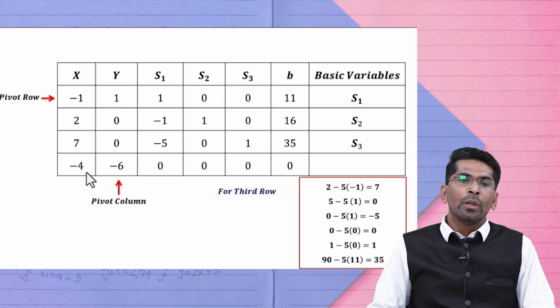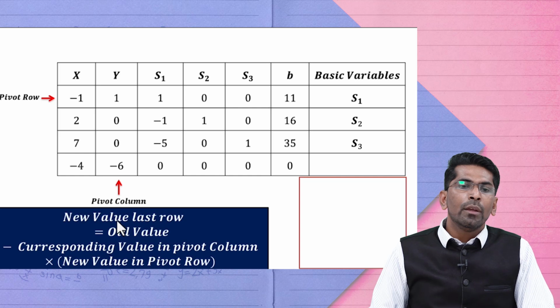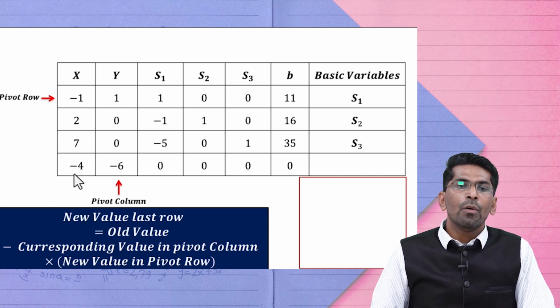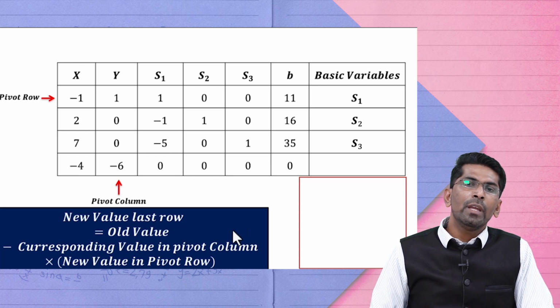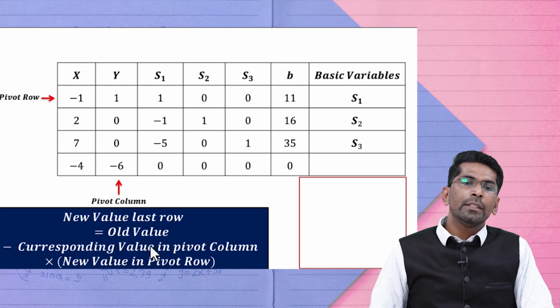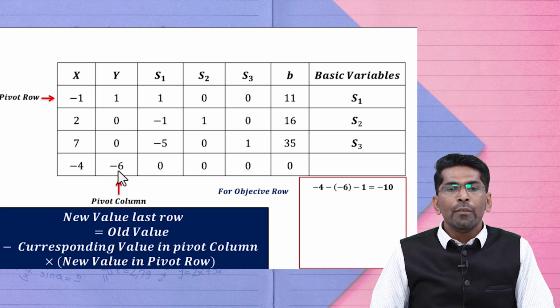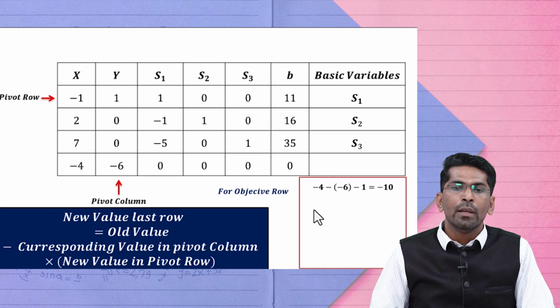Now the last row, that is the row related to the objective coefficient. So here we have minus 4, minus 6, 0, 0, 0, 0. Here again we are using the same formula, that is old value. So it is minus 4 minus the corresponding value in the pivot column, that is minus 6, into the new value in the pivot row, which is equal to minus 1. So if you solve it, then it is minus 10.